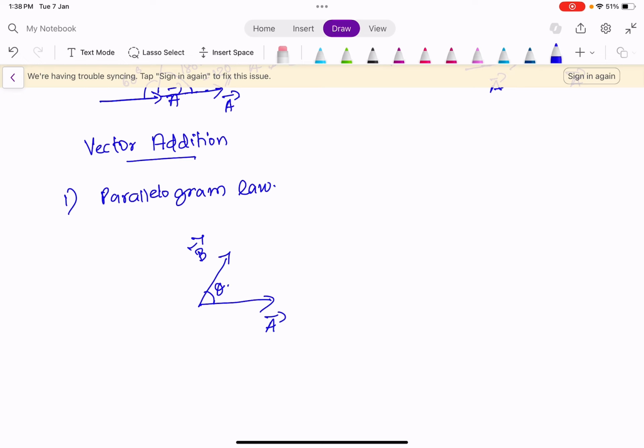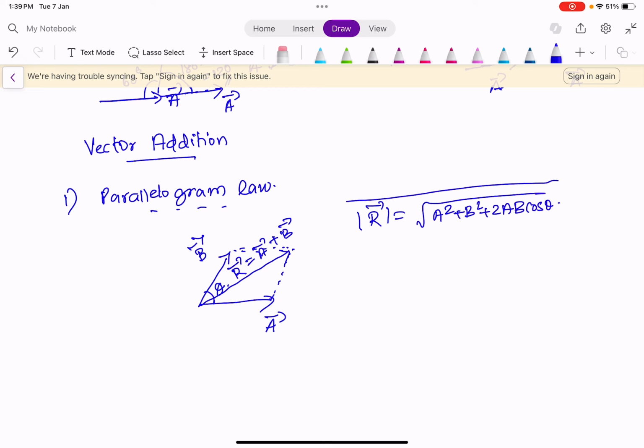And I want to find the addition of these two vectors. So the parallelogram law states that if you want to add these two vectors, and theta is the angle between them, just complete this parallelogram like drawing like this. The diagonal will be the resultant, and that will be the addition of the two vectors. And this has the formula where the resultant is root of a square plus b square plus 2ab cos theta. This is the general formula we need to remember.